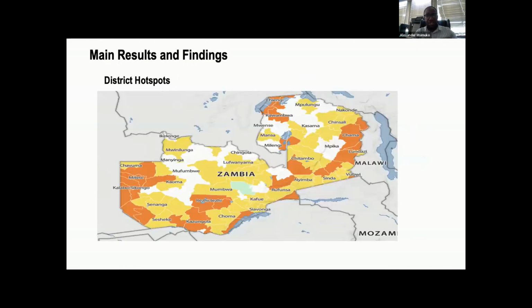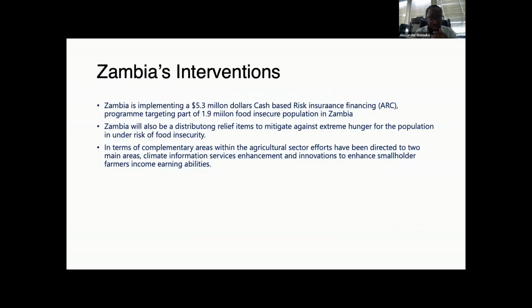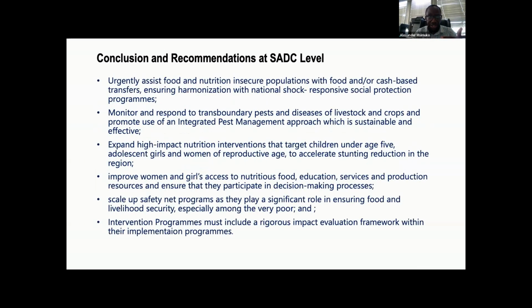So I'll just give you a pictorial view, looking at Zambia's situation, where you see areas where people are under stress and have been classified in IPC level 3. Zambia's innovations, as I mentioned, number one: Zambia is implementing a $5.3 million risk-based financing program targeted at the 1.9 million population that is at risk of food insecurity. Zambia is also distributing relief items to mitigate against hunger in those areas I have discussed.